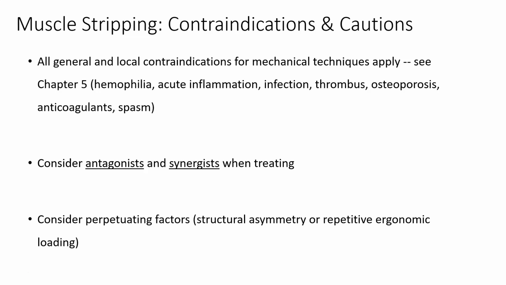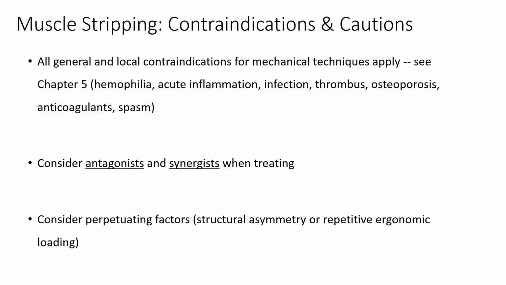We have to consider antagonists and synergists when treating. So, if we have a muscle that's extremely taut and we want to apply muscle stripping, is it likely that synergists could be somewhat affected as well? I would say yes, because in the sense of an agonist, if it's uncomfortable, tight, and sore, then quite often, without the patient even realizing it, they will turn to the synergists to do the work. And if they're synergists, they're not meant to do that much work, and then they become a problem as well. Also, antagonists, we have to consider what state they're in in relationship to the muscle that you've identified as being the problem. You also have to consider perpetuating factors.